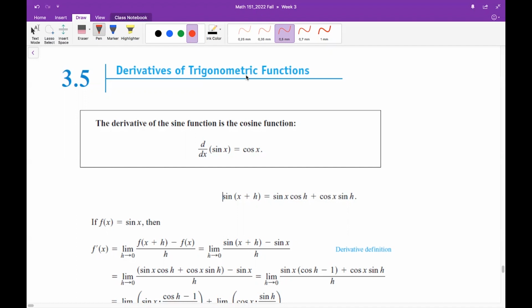So in this section, we show how to differentiate the 6 basic trigonometric functions, which are sine x, cosine x, tangent x, cotangent x, secant x, and cosecant x, okay? So these are 6 basic trigonometric functions. So let's start with the derivation rule of the sine x.